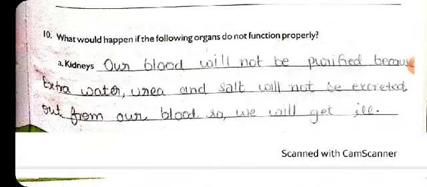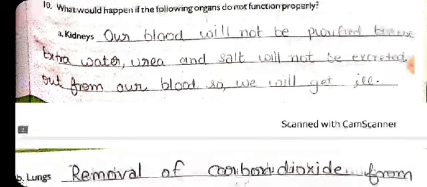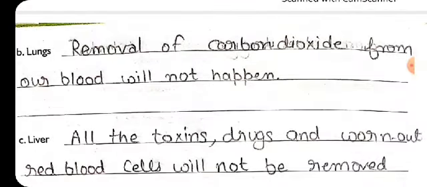Next question is: what would happen if the following organs do not function properly? अगर किडनीज हमारी बॉडी में प्रॉपरली फंक्शन नहीं करेंगे तो the blood will not be purified, and जो हमारे अंदर मेटाबॉलिक वेस्ट such as urea, salt है, they will not be removed, right? Next comes the lungs. The removal of carbon dioxide from our blood will not happen. That is, lungs अगर काम नहीं करेंगे तो हमारे अंदर कार्बन डाइऑक्साइड इकट्ठी होती जाएगी and it will cause serious infection in our body. So they help in removal of carbon dioxide. If the lungs will not work properly, the removal of carbon dioxide from blood will not happen, right?